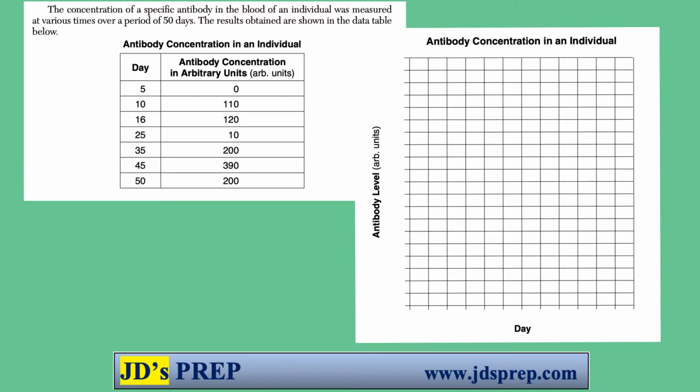First things first, we need to set up an appropriate scale. An appropriate scale is only going to include the data range that is given in the data table. So for day, we have from 5 to 50, okay? And for the antibody concentration, the lowest number is 0, and the highest one is 390, so probably 0 to 400 would be an appropriate range. All right, so I'll add the appropriate scales now.